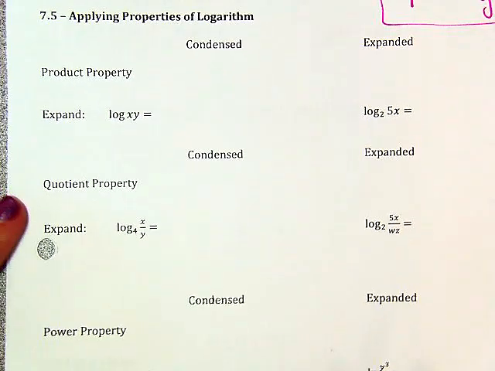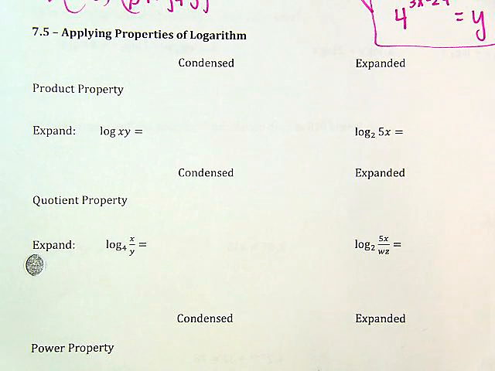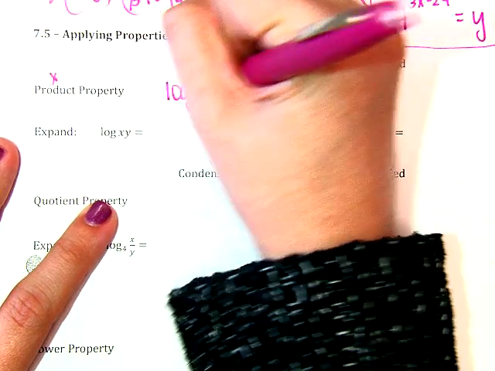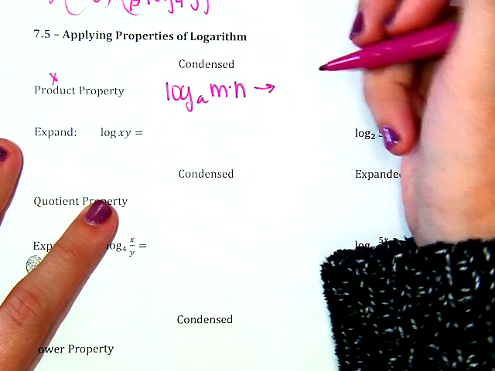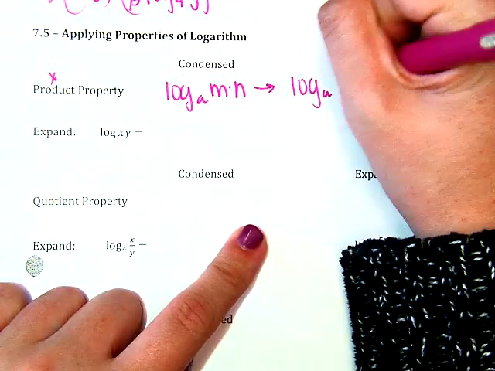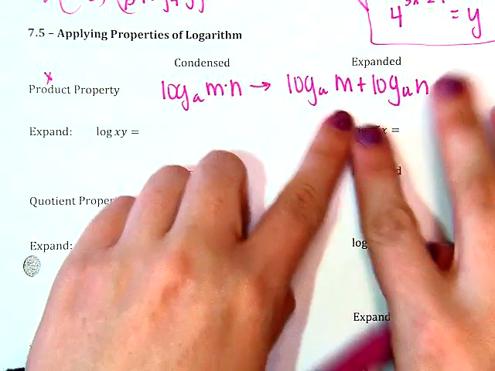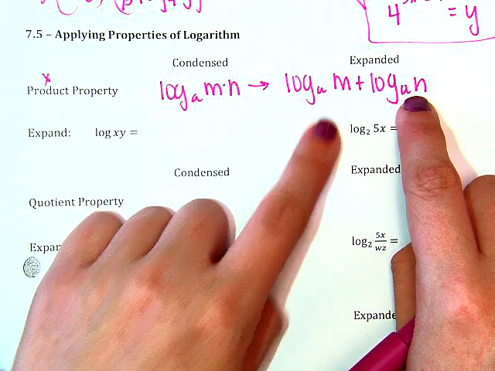Okay, we're moving on to 7.5, day 1. First day, weirdest stuff. Just bear with me. You're going to take logarithms and expand them. So, product means multiply. If you have log base a of m times n, I can expand that, and a multiplication turns into addition. So when I expand that, they both get a log, and they get added.